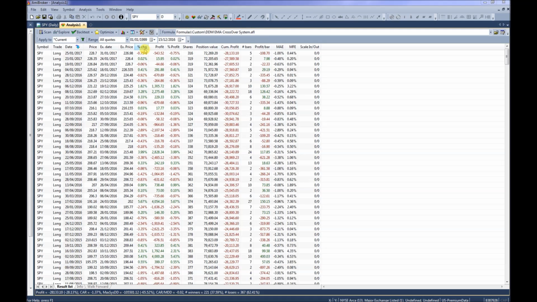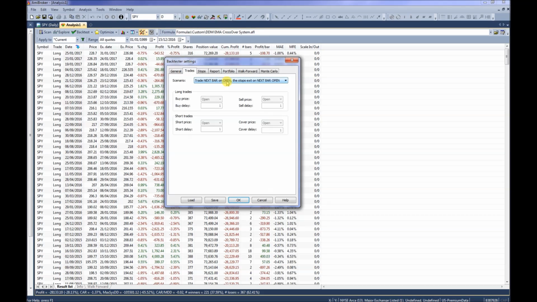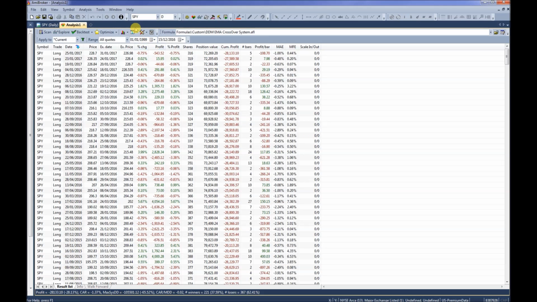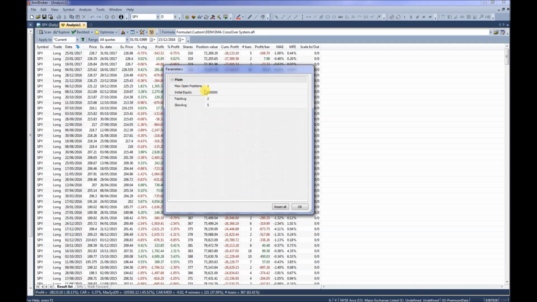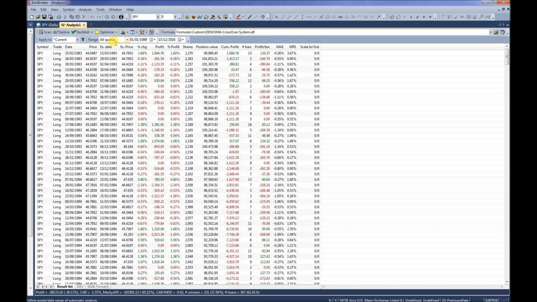For some reason, Amibroker and my video recording software don't play well together. So let's just make sure we have the same settings as we outlined before. This is going to be overridden by our program. Trade next bar at open, stops exit next bar at open, etc. I think we're good to go. No commissions are in there. We're going to trade one position, $100,000 per position using the 2 and 5 EMAs. And let's just run the back test again on that symbol. It's going to use all the quotes that we have in the history.